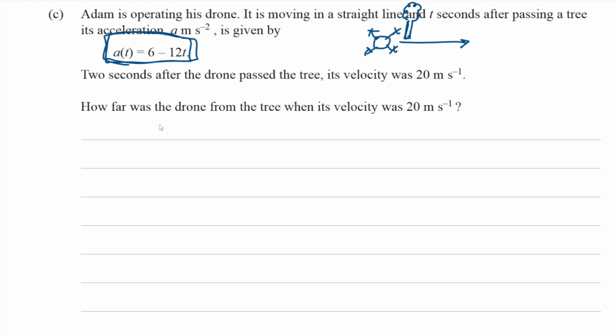Is it decelerating or accelerating? At time 0, acceleration would be 6. But 1 second later, acceleration would be -6. So its acceleration is changing. Alright, and 2 seconds after it passed the tree, it's got a certain velocity, and we're asked how far, that's a distance, was the drone from the tree when it was traveling this speed. Cool. So we're given acceleration, some information about its velocity, and we're asked to find a distance.